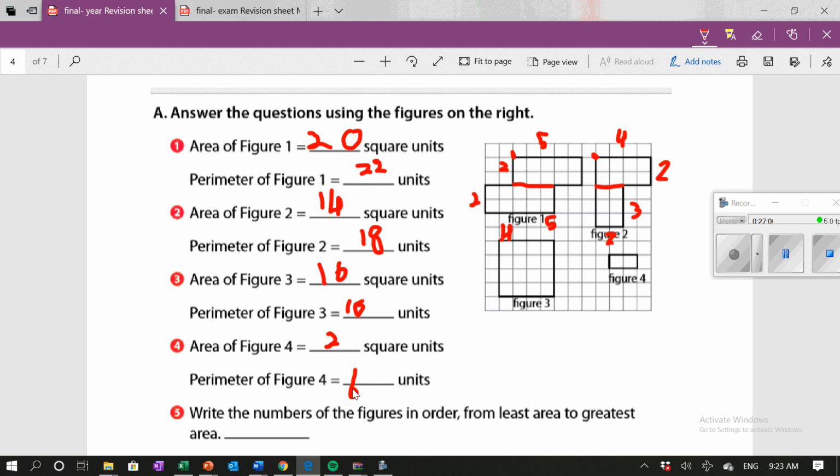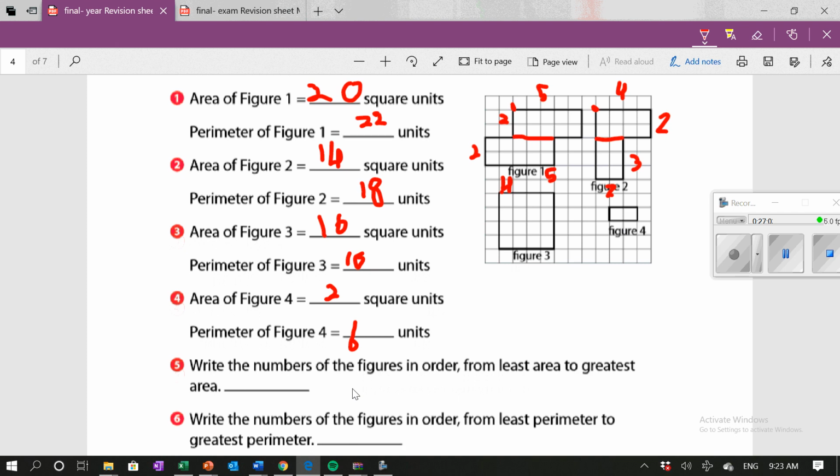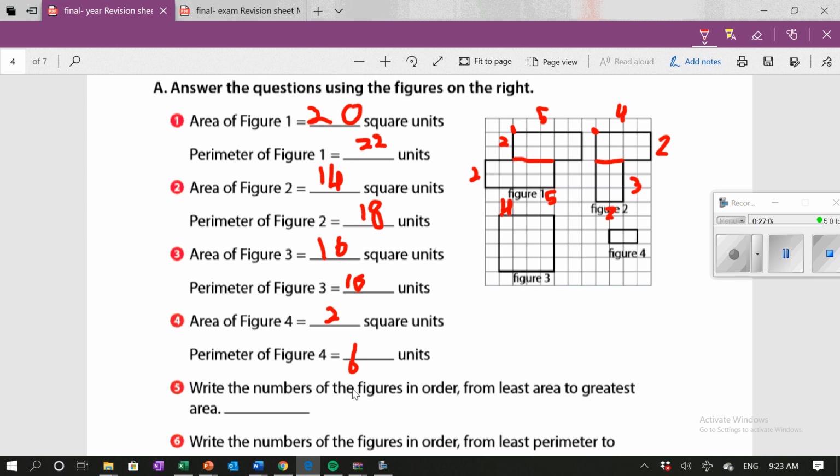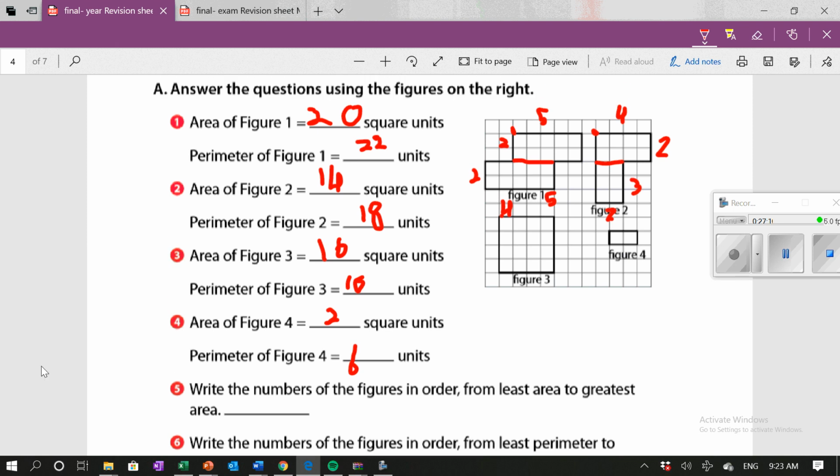Okay. So write the number of the figures in order from the least area to the greatest. Where is the least area? Yes, figure 4 is 2. Then figure 2 is 14. Then figure 3, 16. Finally, 1. So let's write the numbers. So here 4 is the least.